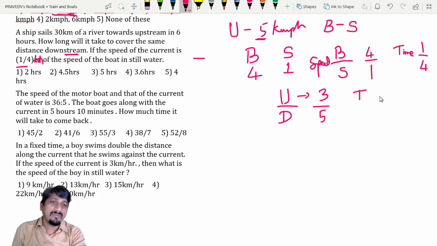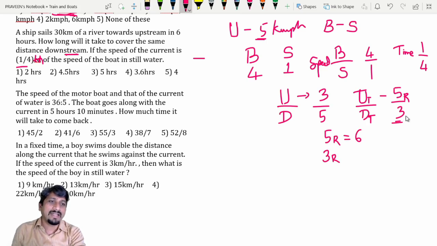But the time will be how much? Time will be 5 upon 3. Upstream time upon downstream time will be 5 upon 3. So 5 ratio is equal to 6 now. So this will work properly. I think 5 ratio is equal to 6. Therefore, a 3 ratio, because this is 3, right? Downstream speed, downstream time, sorry.